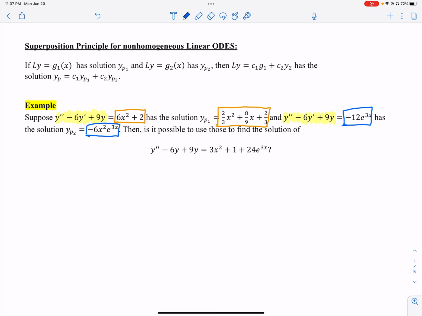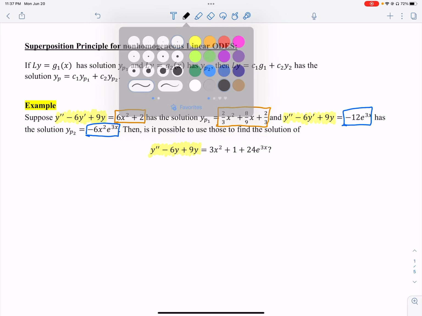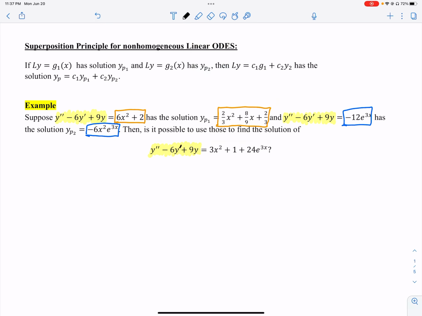And now they're asking, if we have that, is it possible to use those to find the solution of this DE? Now, what I want you to notice is the left-hand side is exactly the same, except for there's a typo, there should be a prime. All right, so the same left-hand side.